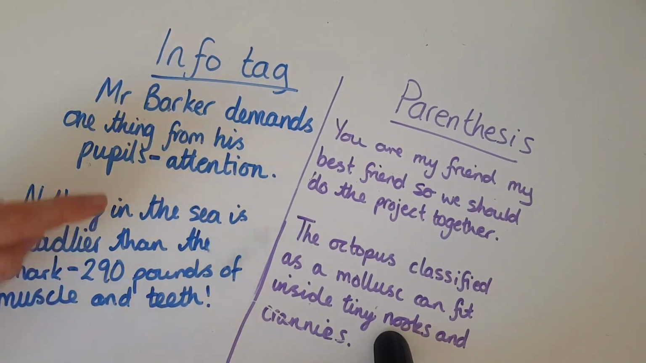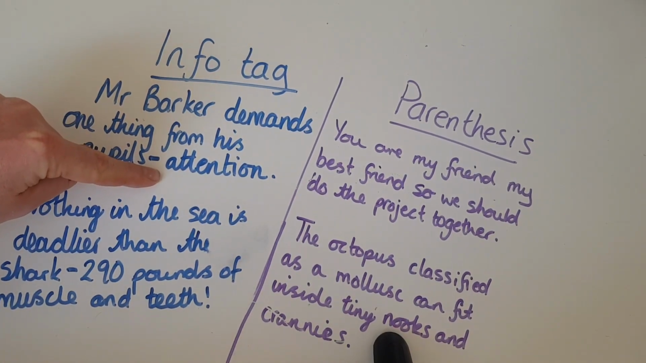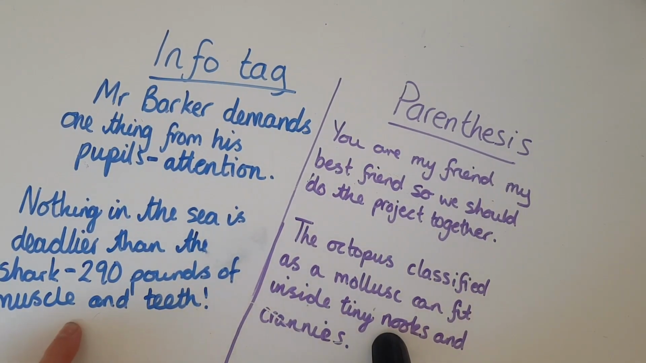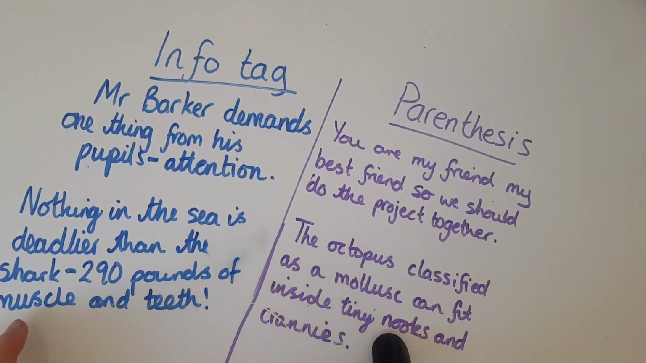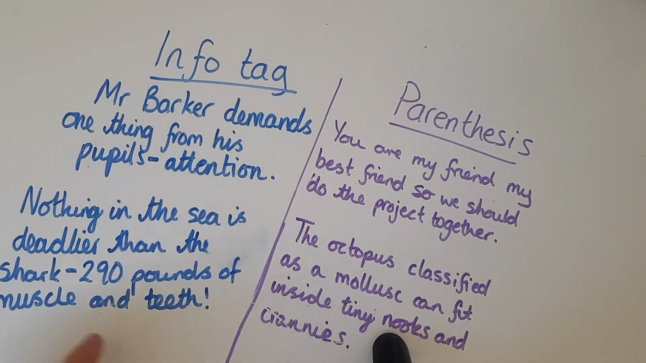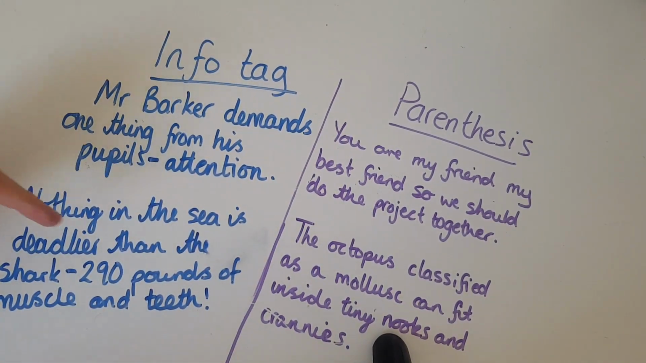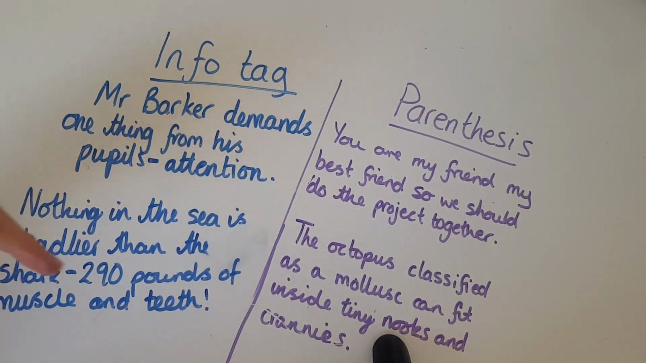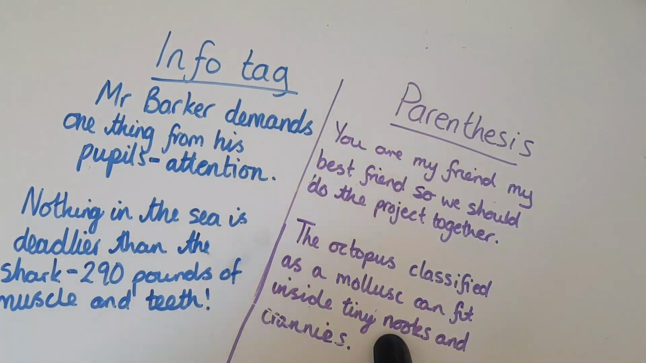The difference that we've got here is that the info tag in the last example is just one word, and the information tag on the end of this sentence is a bit more information. 290 pounds of muscle and teeth. So let's read that sentence as it now should be. Nothing in the sea is deadlier than the shark, 290 pounds of muscle and teeth. Excellent. Look over here then, this is a different way that we can use it.